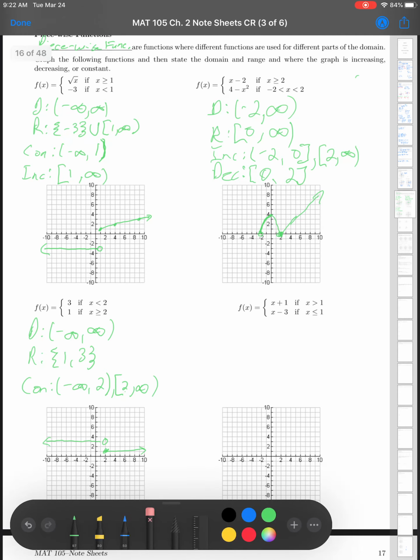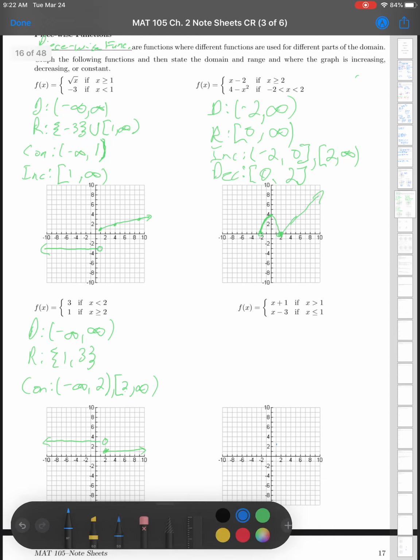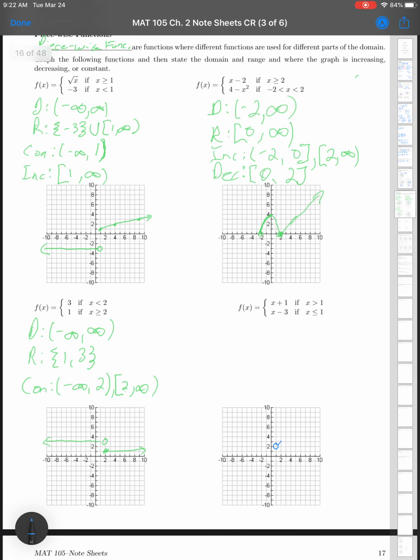Okay, and then the last one here is two non-horizontal linear equations. So let's take a look at that. So we start at 1. For x greater than 1, that graph is going to start at (1, 2). So I put a circle at (1, 2), and then it goes on forever like this. And then the other piece ends at 1, so that would be at (1, -2), and it looks like this.